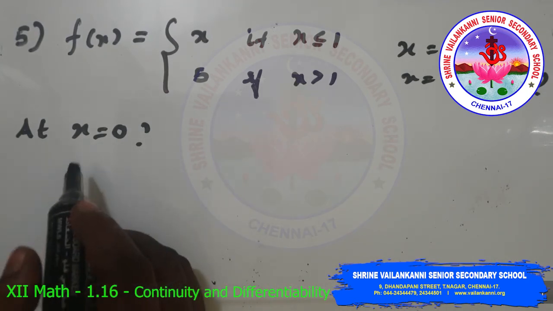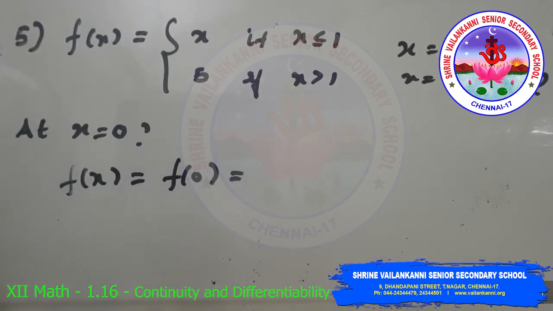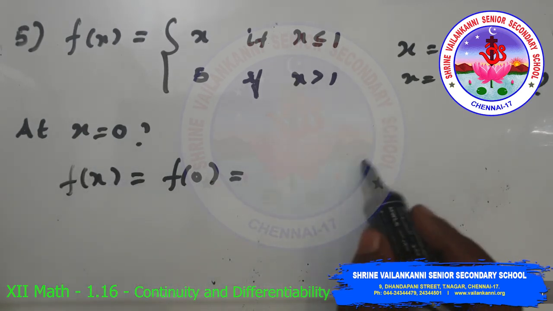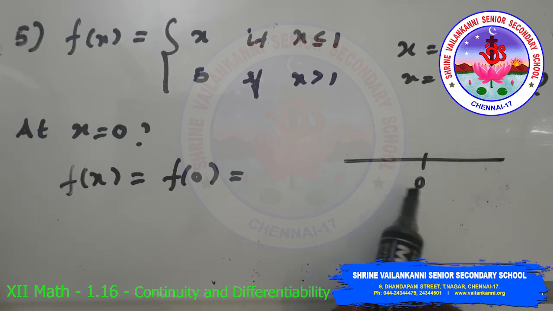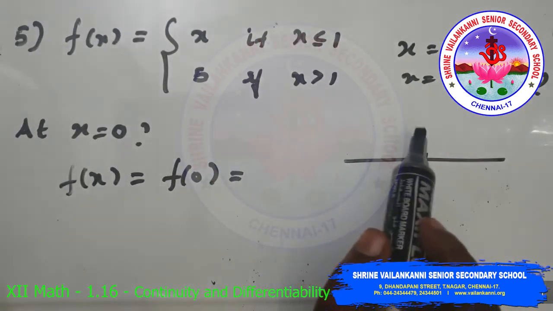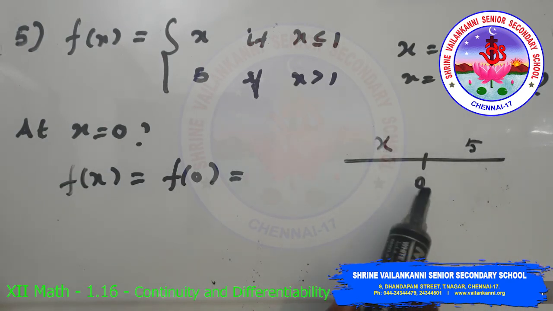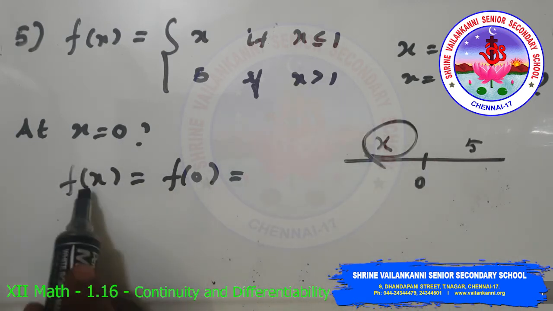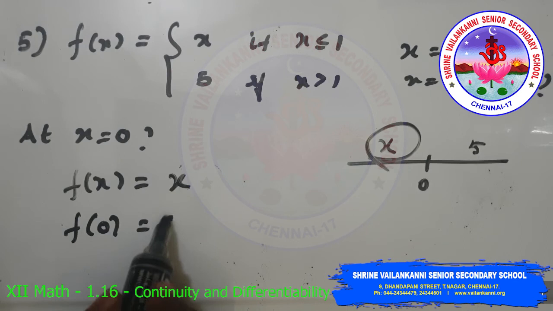So f of 0 is equal to, first at x equal to 0, that is less than 1. If you take a number line, so 0, f of x at x equal to 0. Here for x less than or equal to 1 we have x, and for x greater than 1 we have 5. So x equal to 0 is less than 1, so we have to take the function f of x equal to x. So f of 0 is 0.